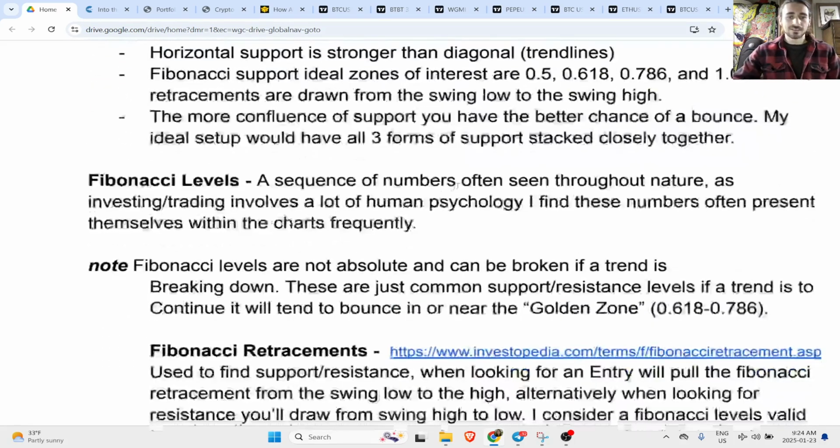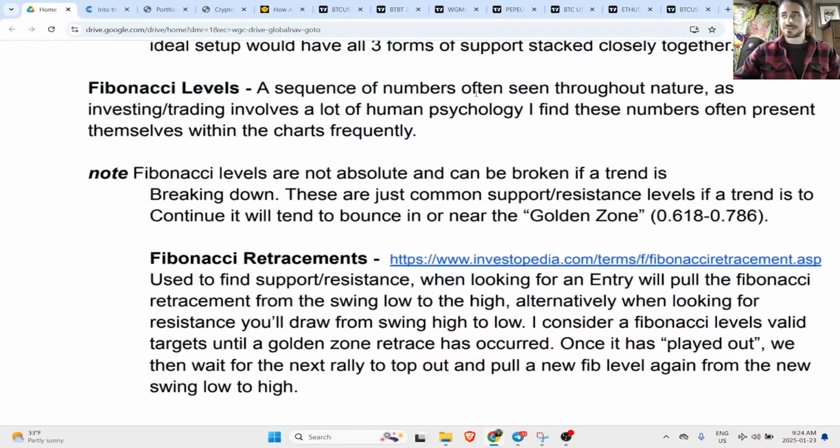The Fibonacci levels are a sequence of numbers often seen throughout nature. As investing and trading involves a lot of human psychology, I do find these numbers present themselves within the charts very frequently. The most common or most targeted one, I consider, is the golden zone here. Again, that's the 0.618 to 0.786 Fibonacci. These are all just based on nature, and because humans are beings of nature, I do find that they play their role in the psychology of trading.